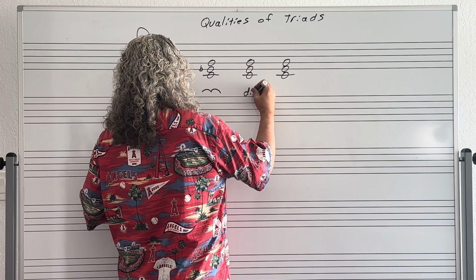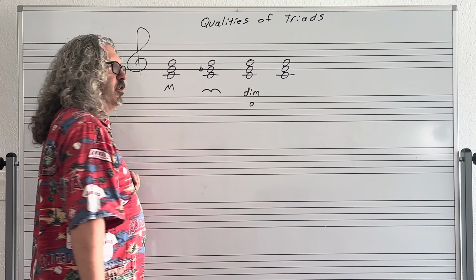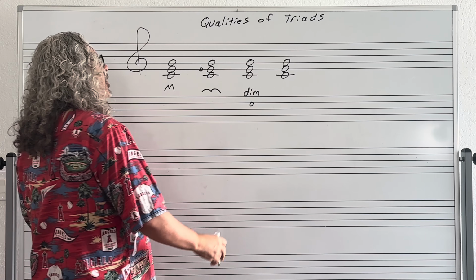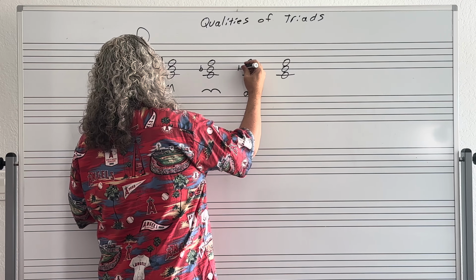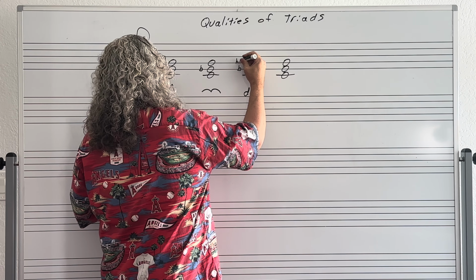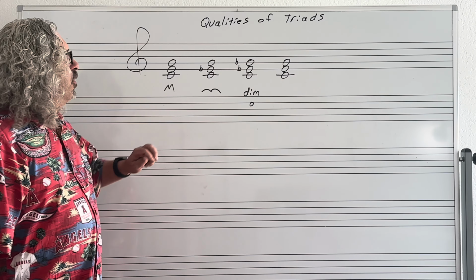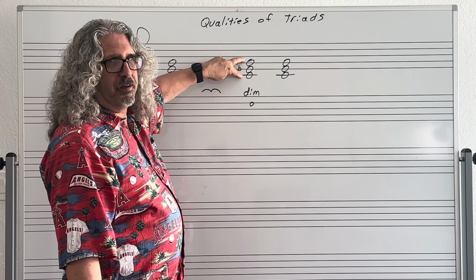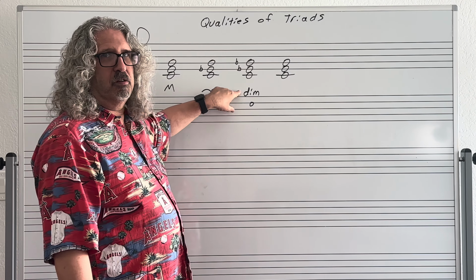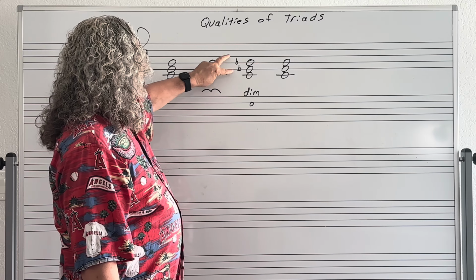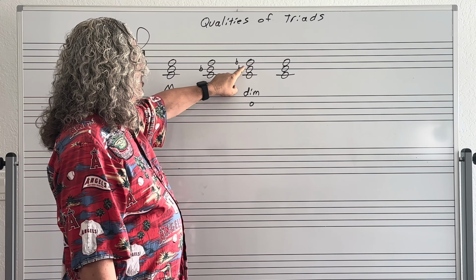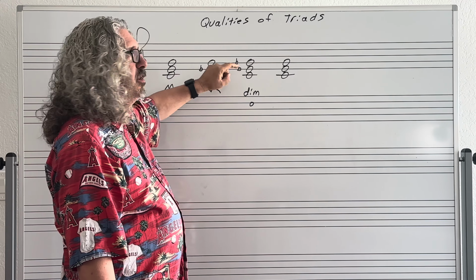A diminished triad, which you can also show with a little circle, is like a minor triad, but it also lowers the fifth. So if you notice, you have a diminished fifth on the outside. That's how we get the word diminished. But it's not just a diminished fifth and a major third. The third has got to be lowered as well.